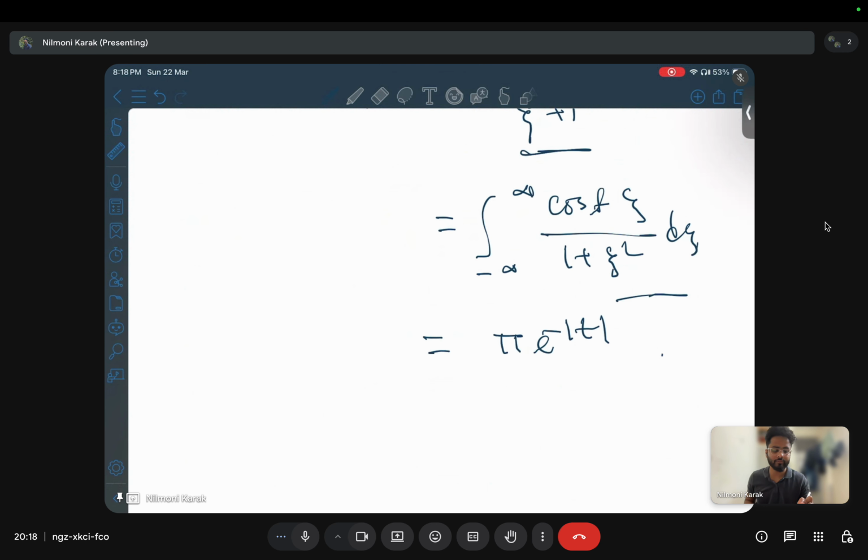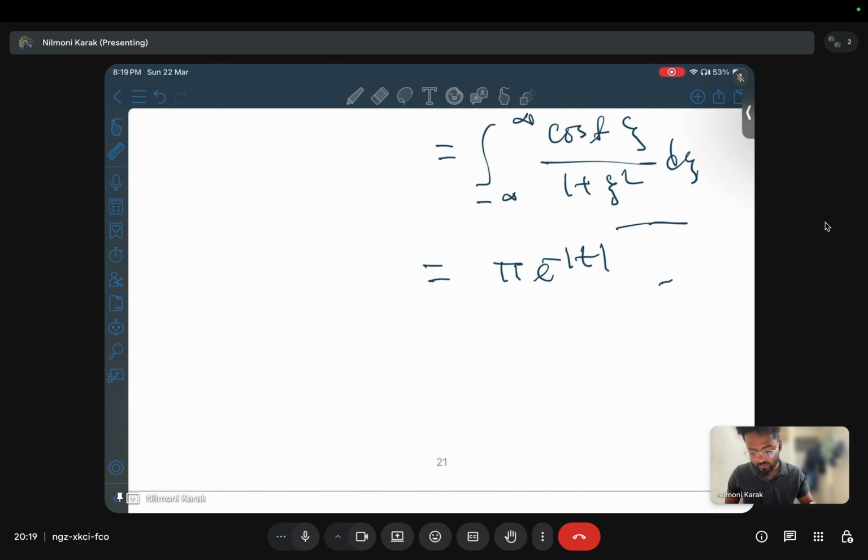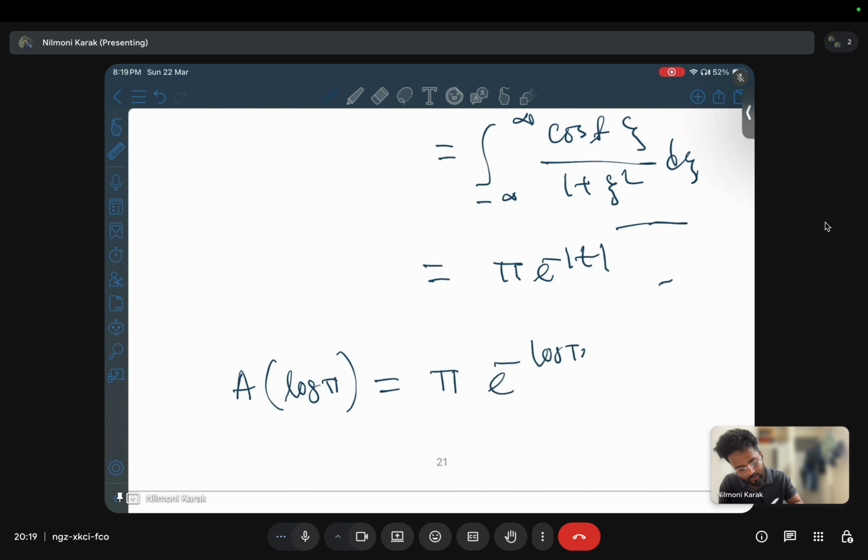One can check. Okay, we already have seen this previously. So a of log pi is pi times e to the power minus log pi, which is pi times 1 by pi, which is 1.